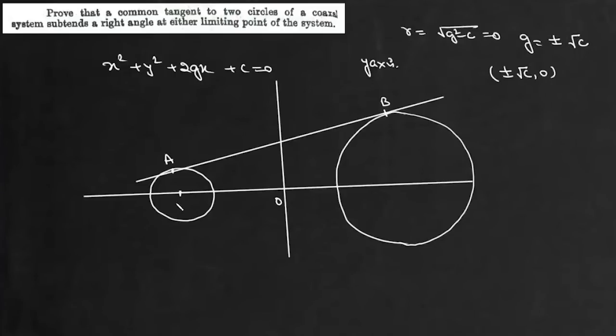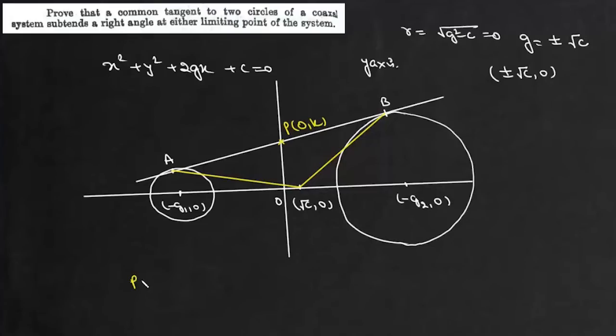Now suppose center of the circles are at minus g1 comma 0 and minus g2 comma 0. Now let us take any one limit point, say this one, under root c comma 0. Now we have to prove that this tangent subtends a right angle at this limit point. Now suppose this point is P and it is 0 comma K.